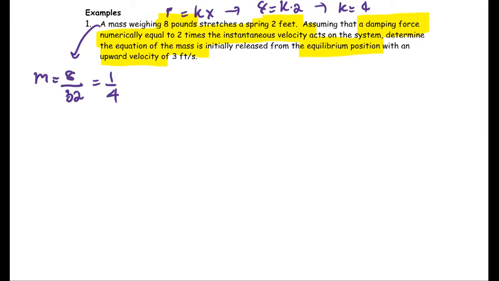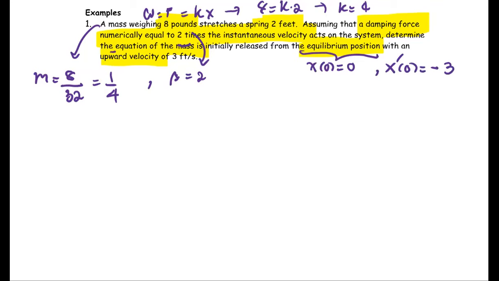This is the weight. M is 1 over 4. What else do we know? The damping force is 2 times the velocity, which means beta is 2. Determine the equation of motion, initially released from the equilibrium position. So x at 0 equals 0. Upward is the opposite direction, so x prime at 0 is negative 3 feet per second.